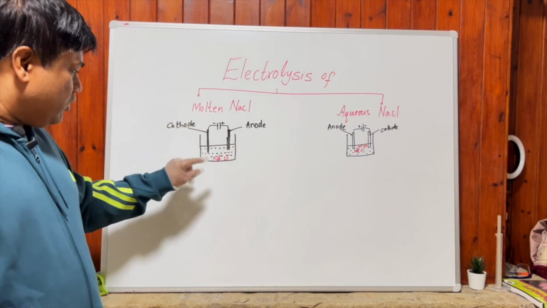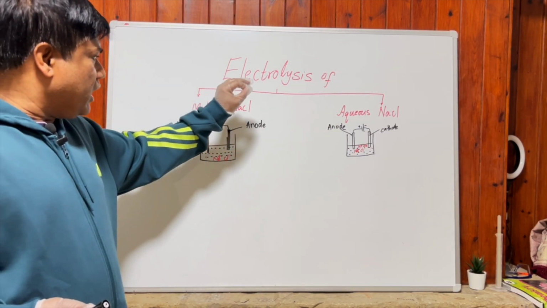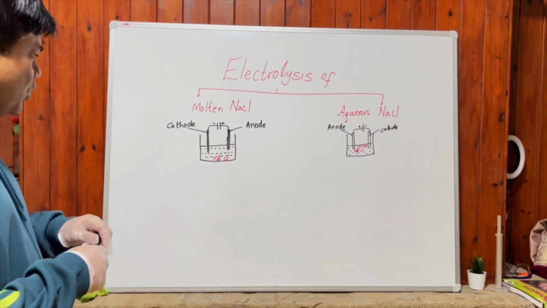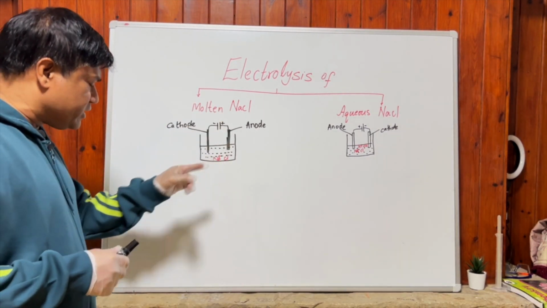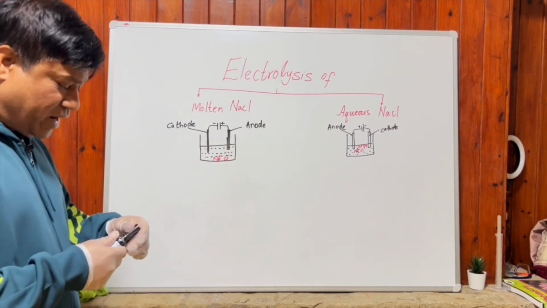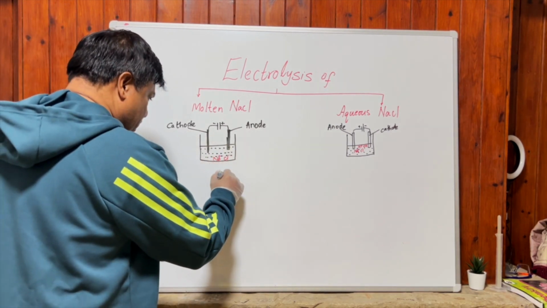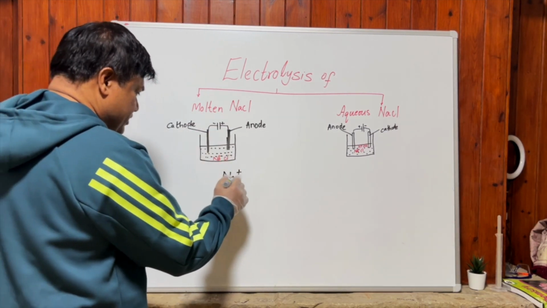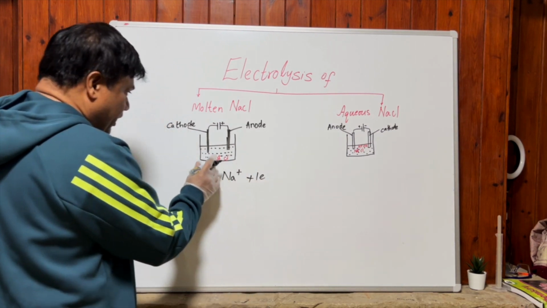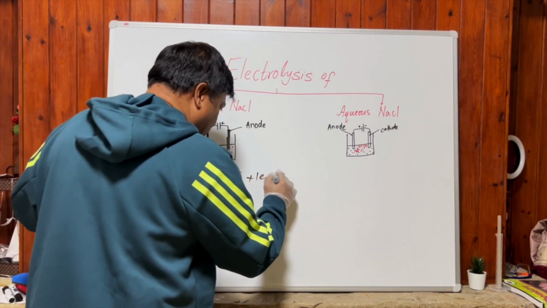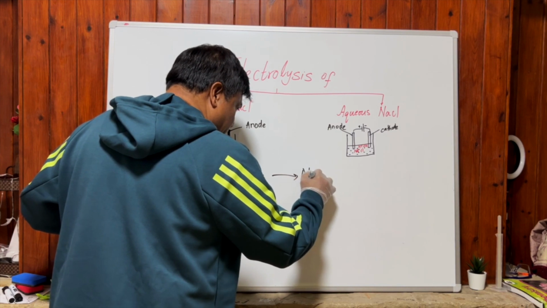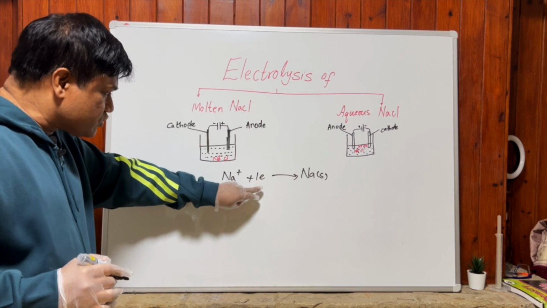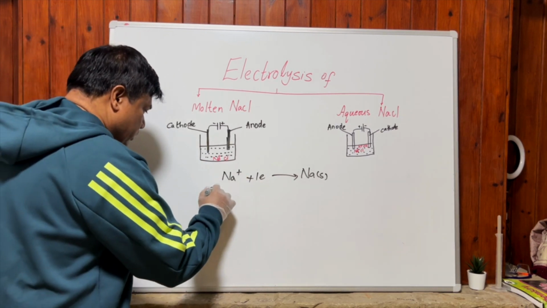So when you pass electricity through molten NaCl, the electricity breaks the NaCl into Na+ and Cl-. Na+ takes one electron from the negative terminal, which is the cathode, and gets deposited as solid Na. Gain of electron is called reduction.